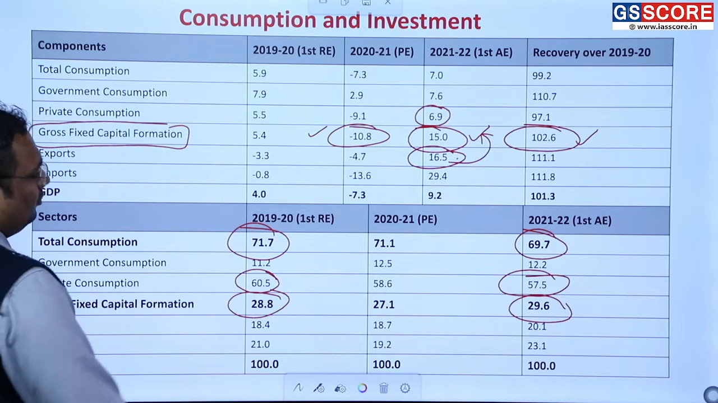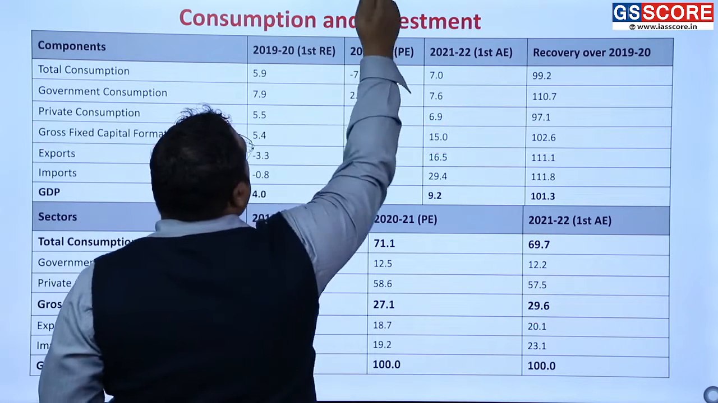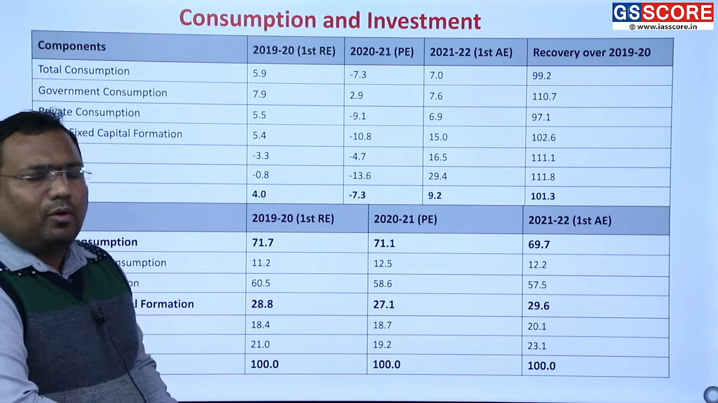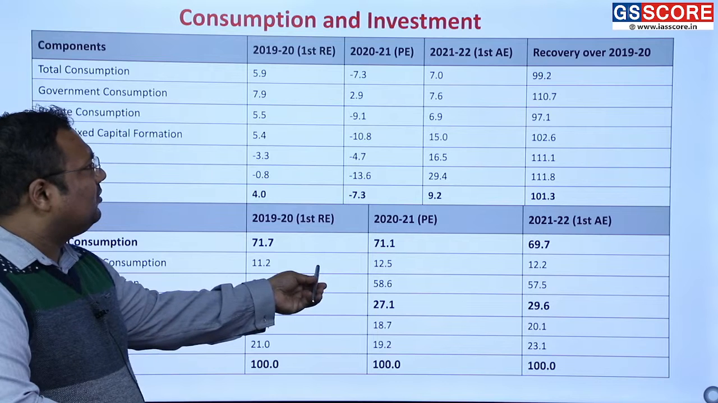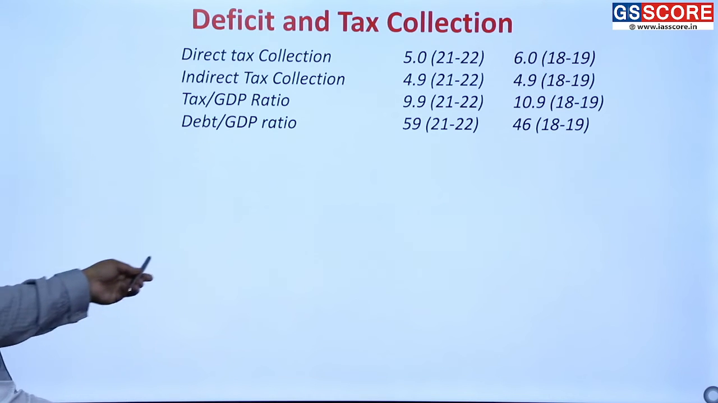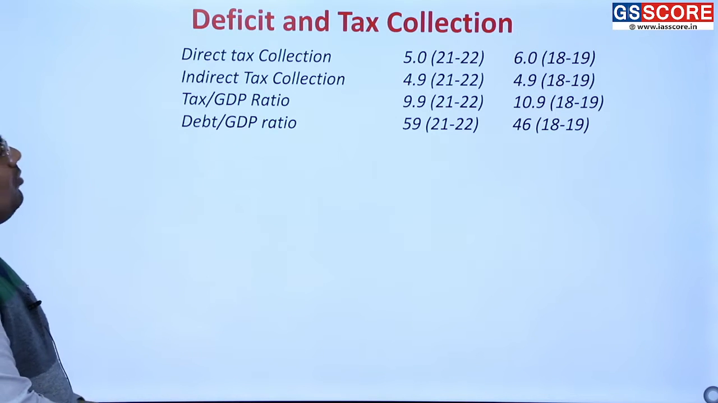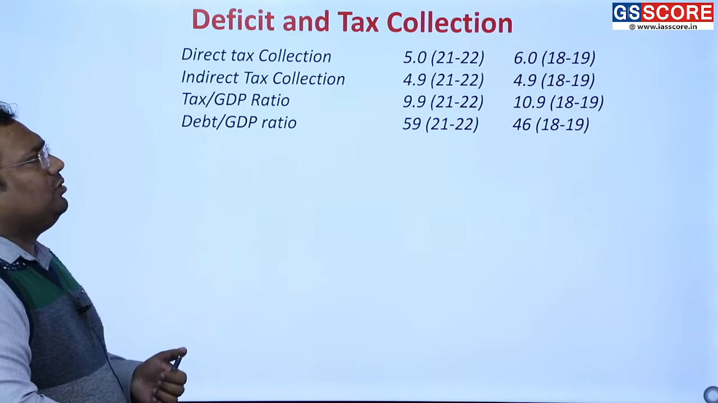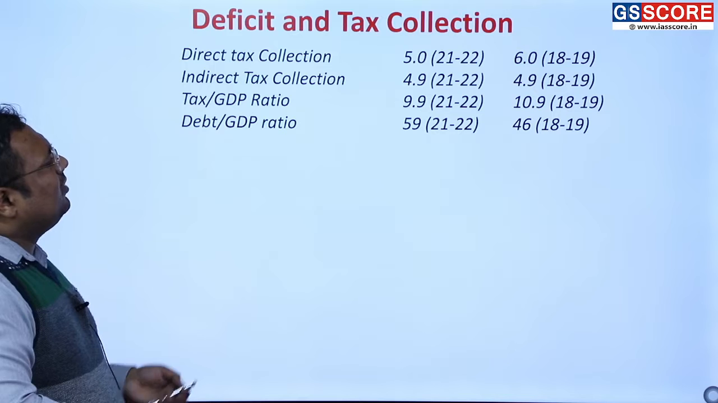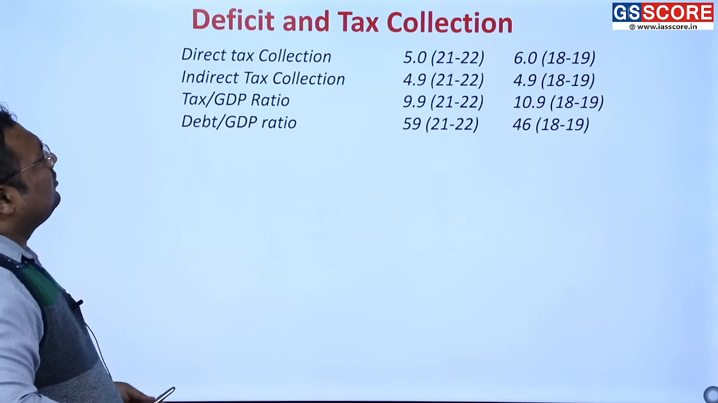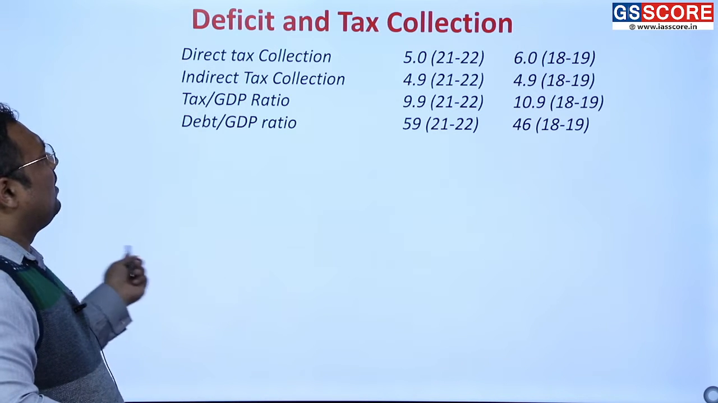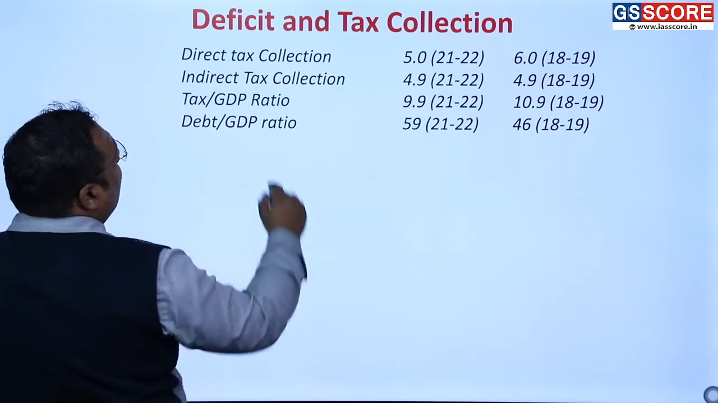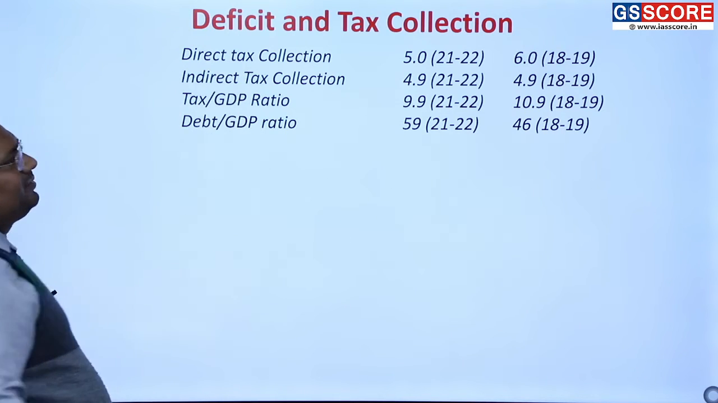Now let us move to the next. We have seen the consumption, we have analyzed its importance and performance. Now we are talking about another important activity which is very impactful on the economy, the tax collection. The tax collection then has an impact on the deficit. So first of all, let us look at the direct tax collection.